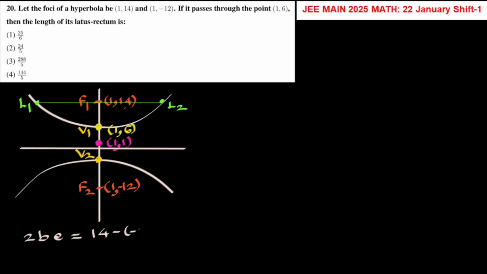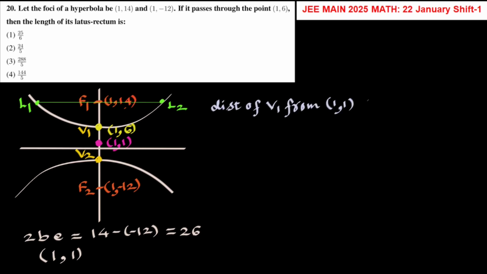14 minus 12, 26. The midpoint of the foci, by the midpoint formula, is (1 plus 1) upon 2, 1, and (14 minus 12) upon 2, 1, which is 1 comma 1. Now the distance of vertex V1 from the midpoint of the foci, 1 comma 1, is b. The difference between the y coordinates, 6 and 1, is 5. So we have b equals 5.